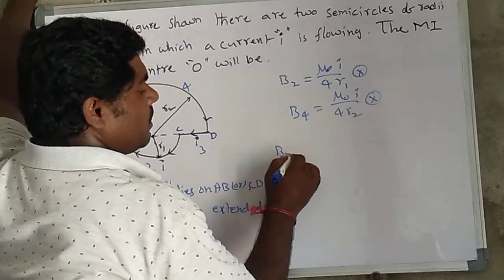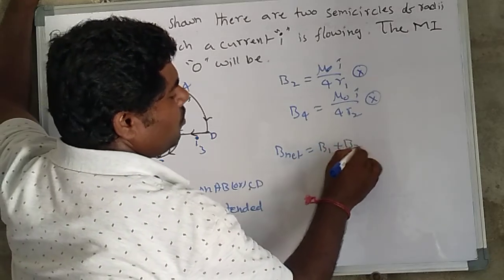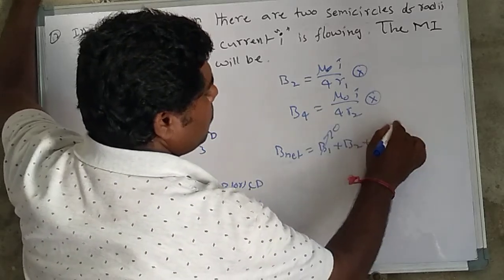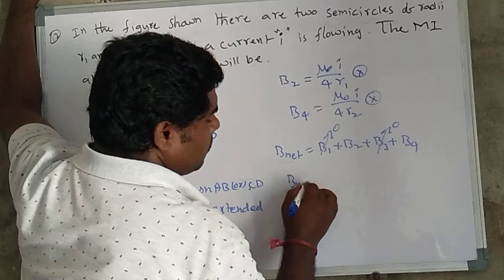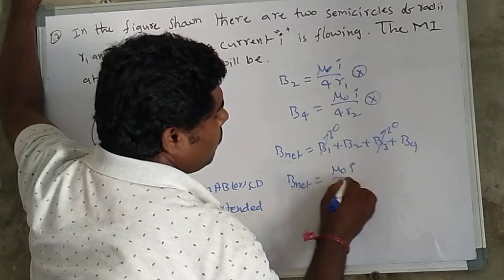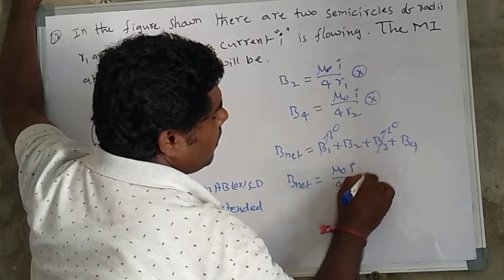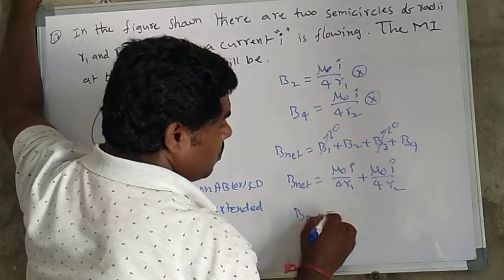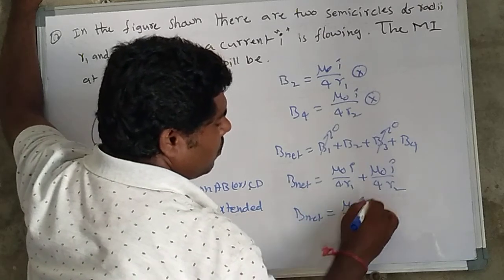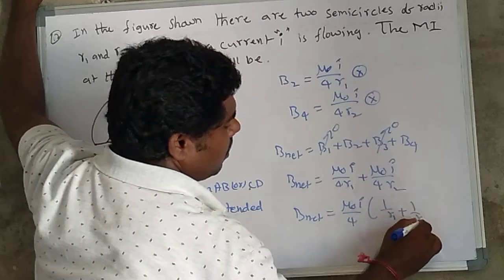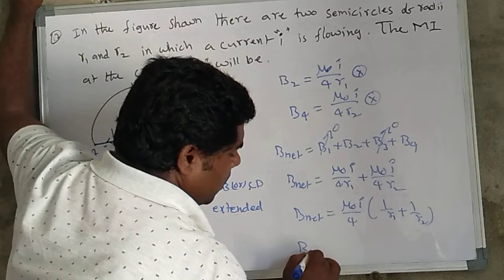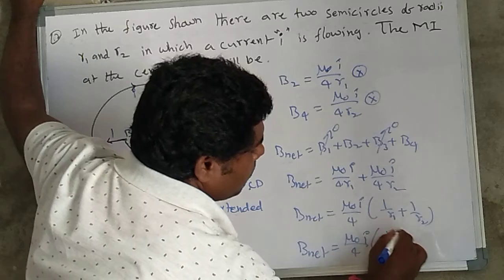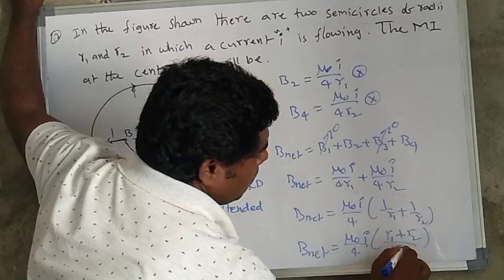Net magnetic induction is nothing but B1 plus B2 plus B3 plus B4. This one becomes 0, this one becomes 0. That's why here B net is equal to mu naught I divided by 4 into R1 plus mu naught I divided by 4 into R2. So B net is equal to mu naught I by 4, take out common, 1 by R1 plus 1 by R2. You may take out the LCM, that B net is equal to mu naught I divided by 4 into (R1 plus R2) divided by R1 into R2.